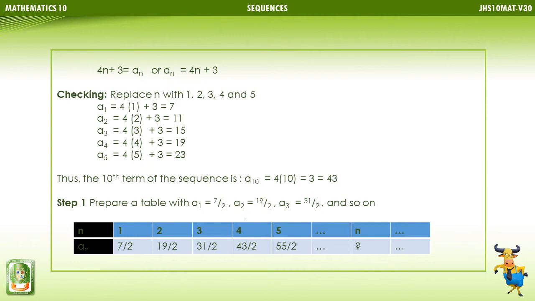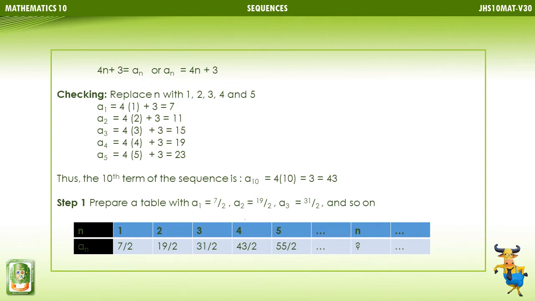Checking, replace n with 1, 2, 3, 4, and 5. a sub 1 equals 4 times 1 plus 3 equals 7. a sub 2 equals 4 times 2 plus 3 equals 11. a sub 3 equals 4 times 3 plus 3 equals 15. a sub 4 equals 4 times 4 plus 3 equals 19. a sub 5 equals 4 times 5 plus 3 equals 23. Thus, the 10th term of the sequence is a sub 10 equals 4 times 10 plus 3 equals 43.